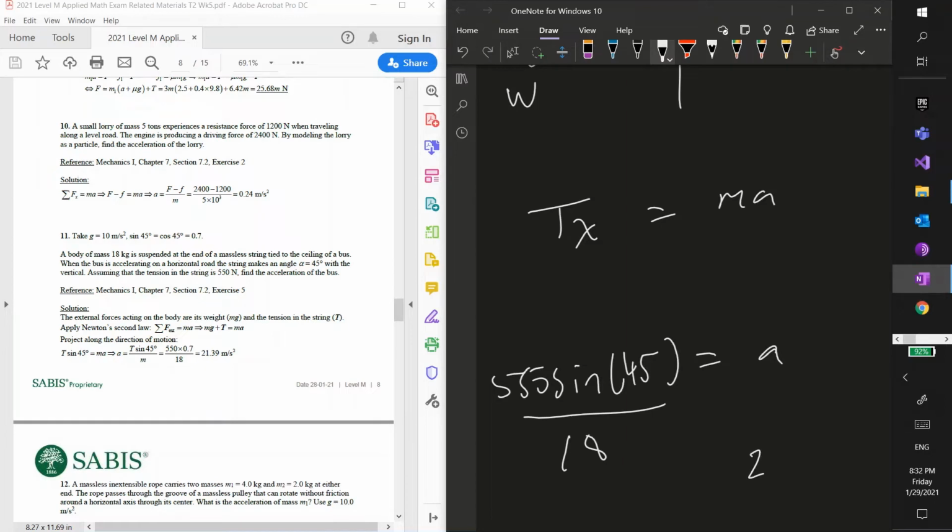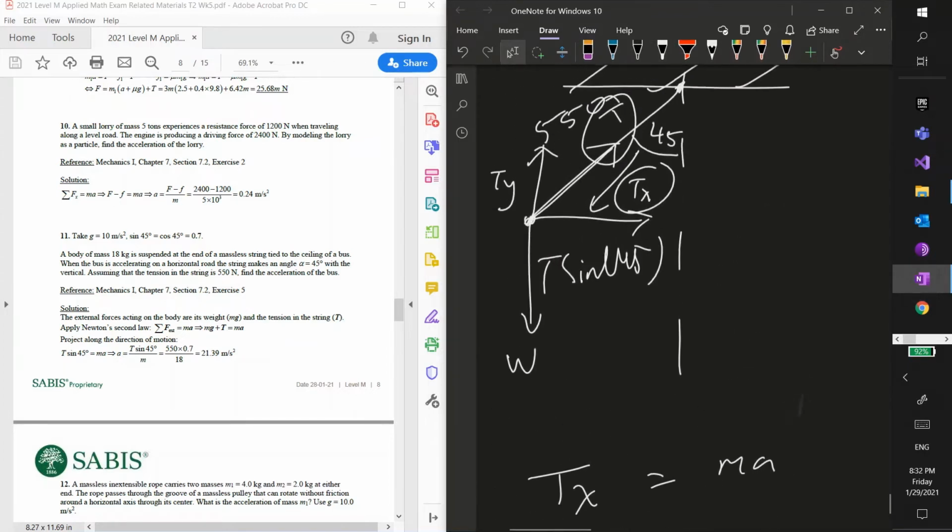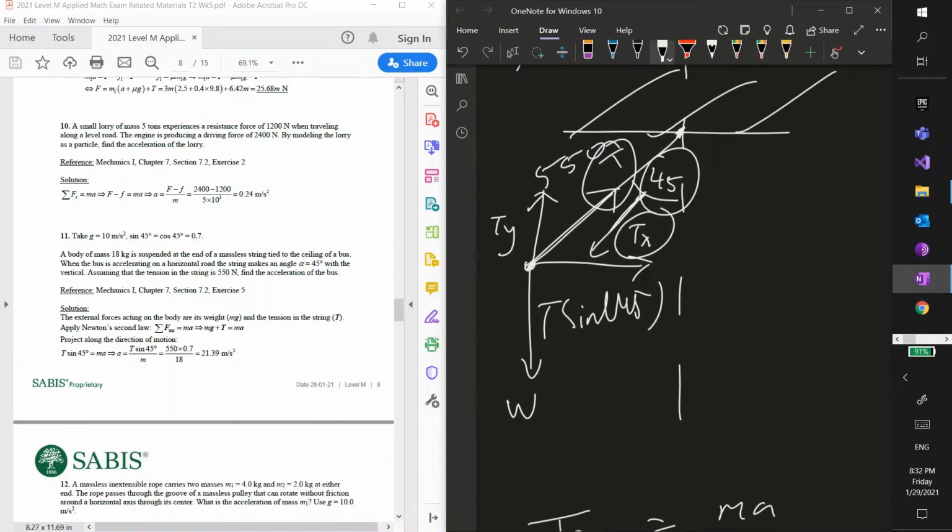And you should get something like 22, or 21.39. So the thing is, since you have this angle, you're trying to find the side opposite, so you multiply by sine. If you were trying to find a force over here, you'd multiply by cosine because it's the side adjacent to it.